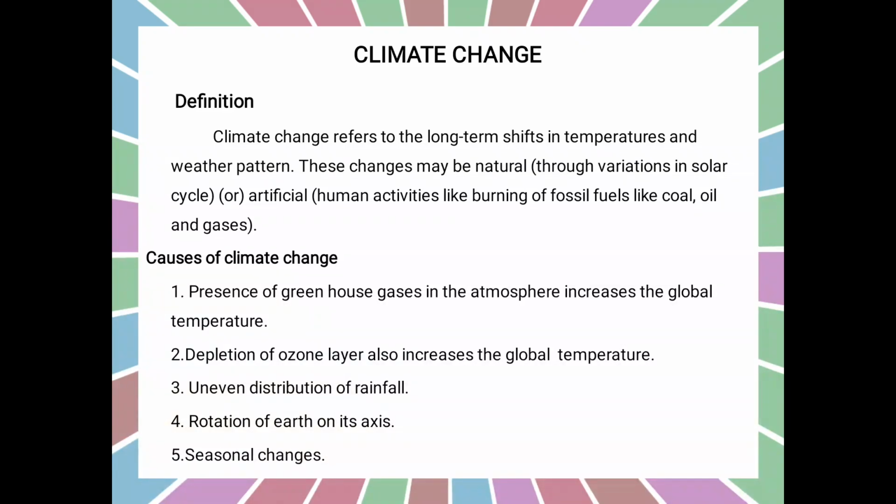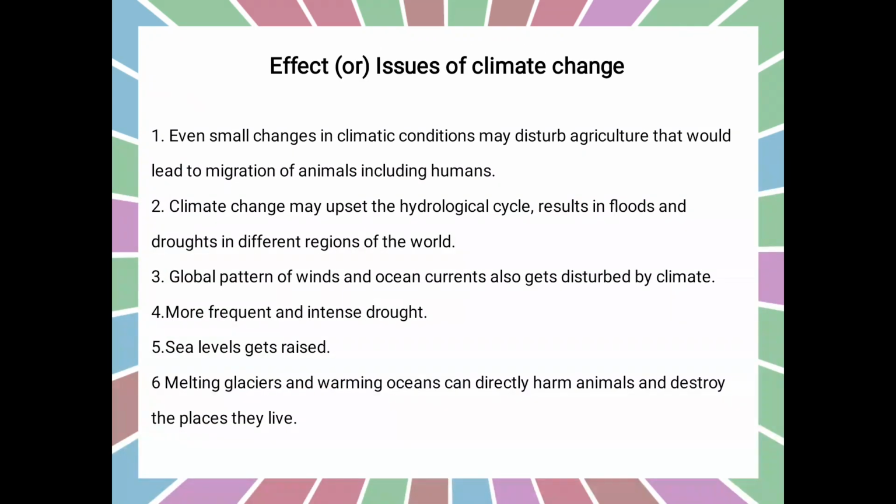What are the causes of climate change? Presence of greenhouse gases in the atmosphere increasing the global temperature. Depletion of ozone layer also increases the global temperature. Uneven distribution of rainfall, rotation of earth on its axis, seasonal changes.